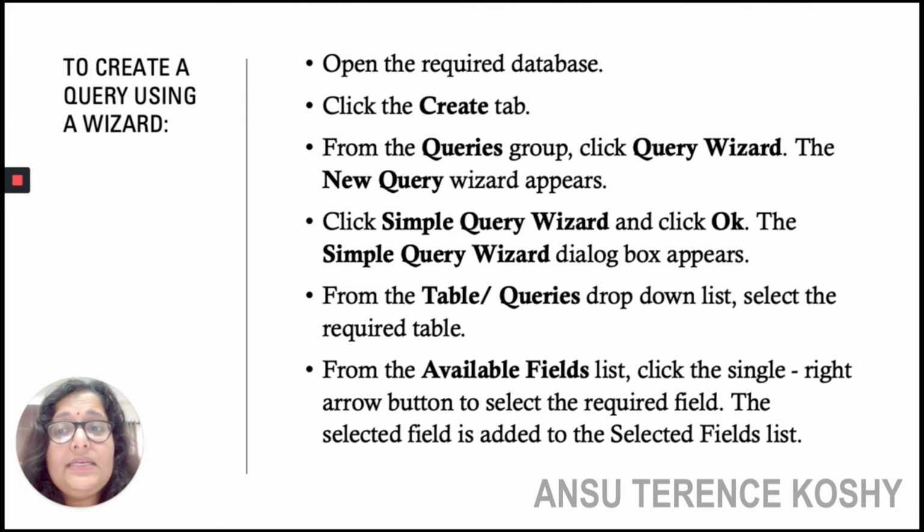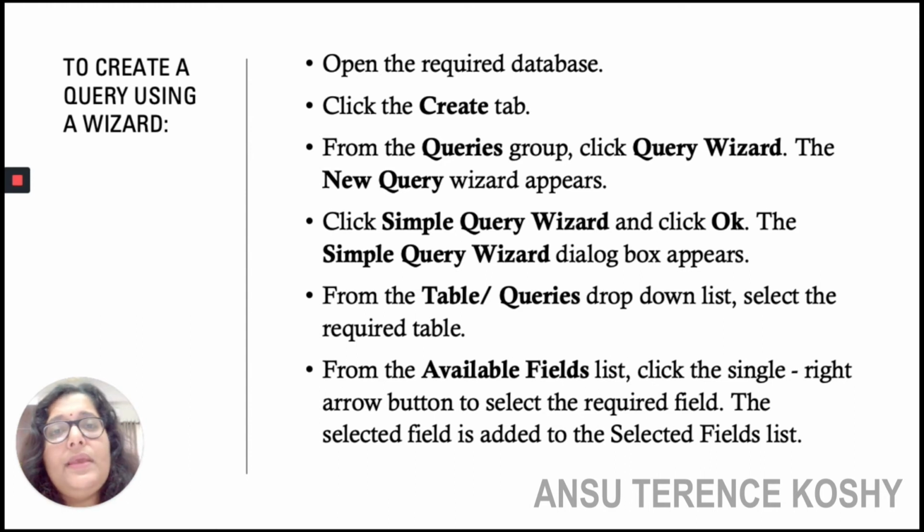Steps to create a query using a wizard. This is a lengthy process. It is put across 3 slides, so we will be going through it one by one. The first step is to open the database that you want. Then click on the Create tab. In the Create tab, there is a Queries group. Click Query Wizard. The New Query dialog box appears. Click Simple Query Wizard and click OK. In that, you have to go for the Simple Query Wizard and then click OK.